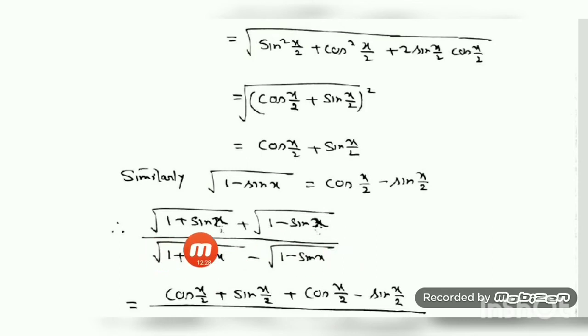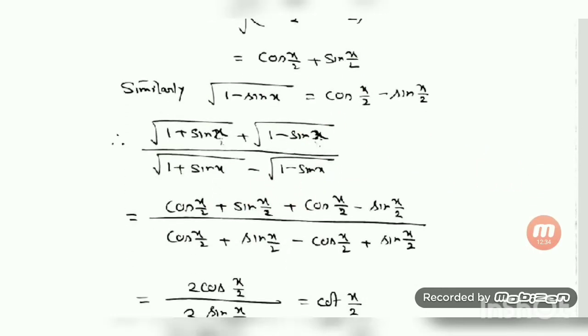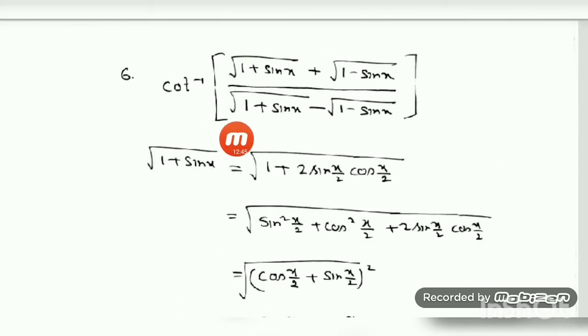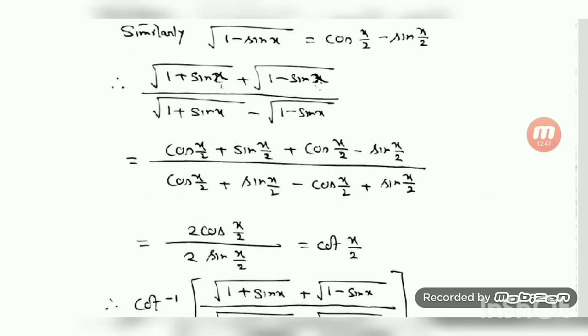That is, 1 plus sin x plus 1 minus sin x under root, over 1 plus sin x minus 1 minus sin x under root. Put the value. I have substituted the value of 1 plus sin x: cos x by 2 plus sin x by 2, plus cos x by 2 minus sin x by 2. Denominator also, your denominator is under root this and this one. So let us substitute the value: cos of x by 2 plus sin of x by 2, minus cos of x by 2 minus sin of x by 2.